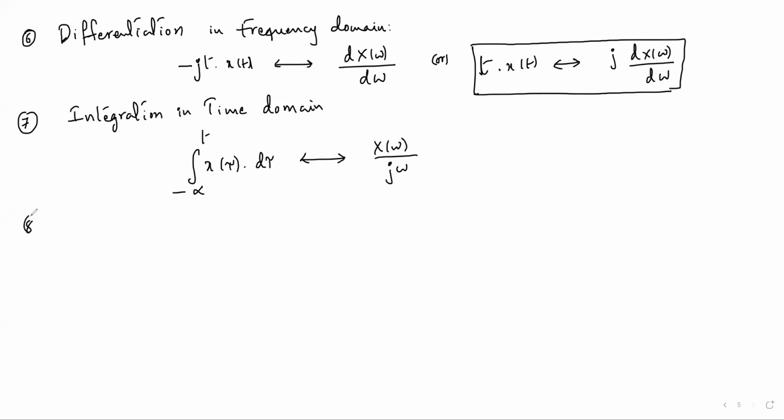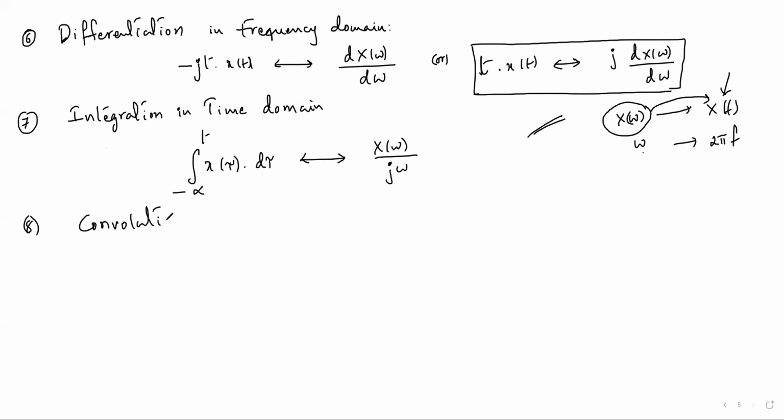Next, eighth one. Observe after this, you can replace x of omega to x of f. You'll get corresponding Fourier transform pair in x of f format. If there is omega, replace with 2 pi f. If there is x of omega, replace with x of f. Signal replace with signal. Omega replace with 2 pi f. You will get the corresponding x of f property. But now onwards, a small difference is there. I'll write separately. First, convolution in time domain. Convolution property simply.